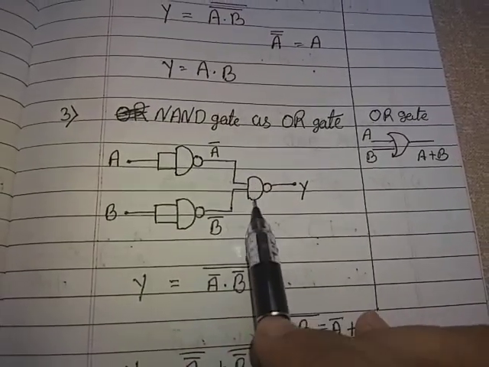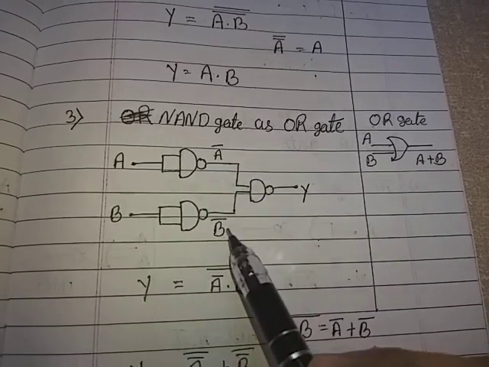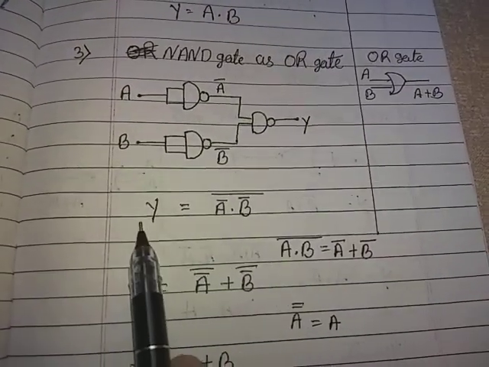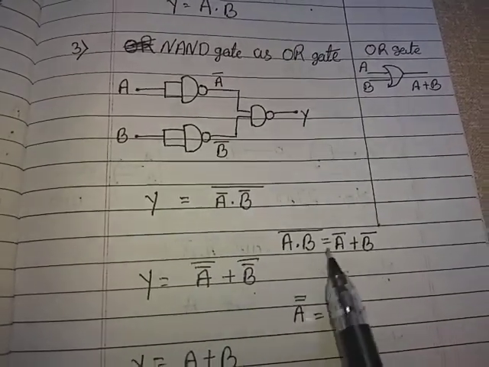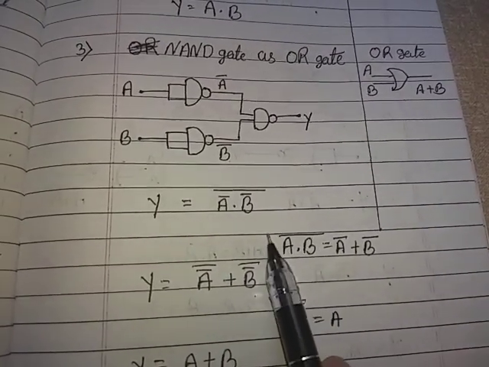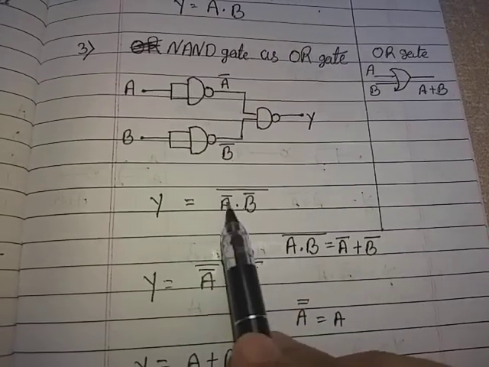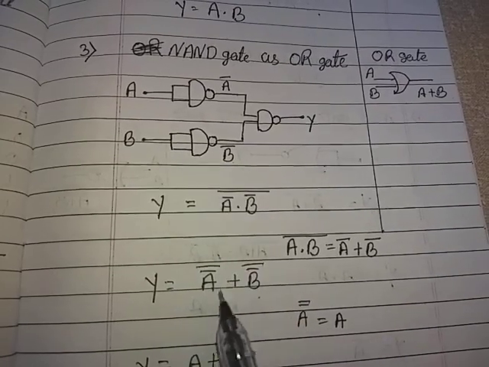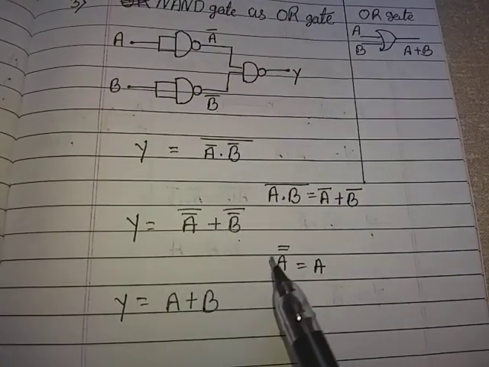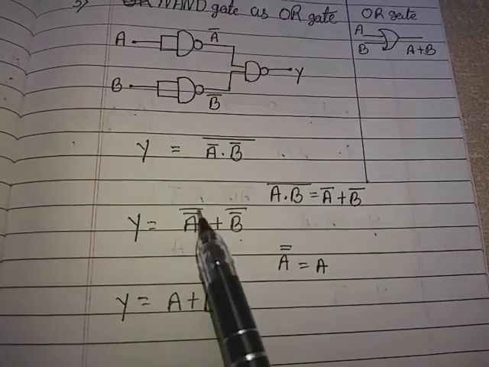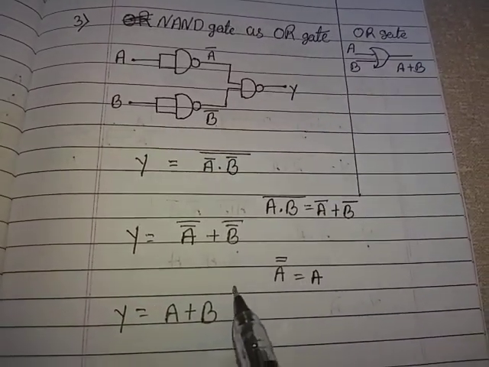As we know, the output of the NAND gate is (A dot B) whole bar. Here A is equal to A bar and B is equal to B bar. So we get Y equal to (A bar dot B bar) whole bar. Now from De Morgan, (A dot B) whole bar is equal to A bar plus B bar. So what we get is A bar bar, that is A double bar, similarly plus B double bar. As we know that A double bar is equal to A, we get A plus B. That is our OR gate equation.